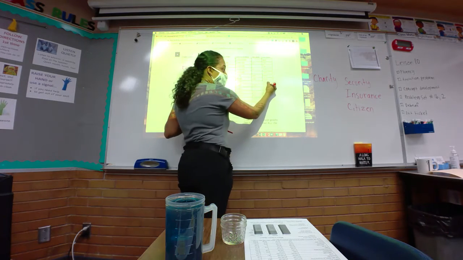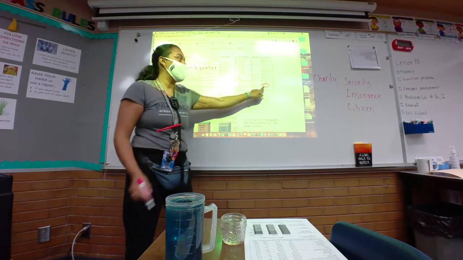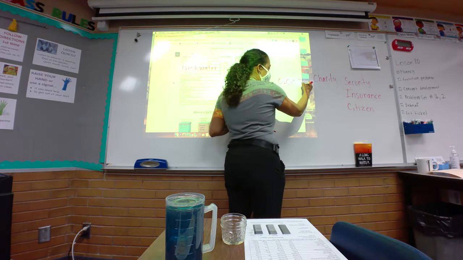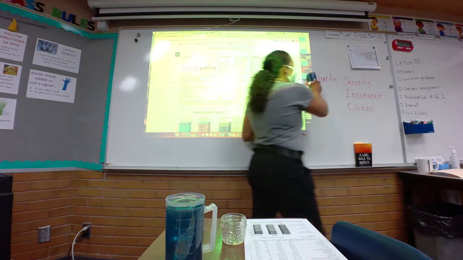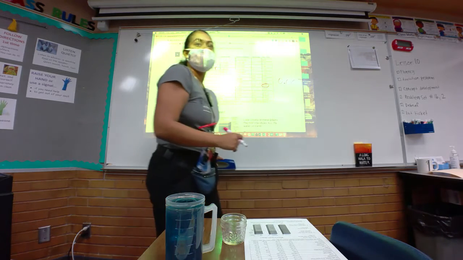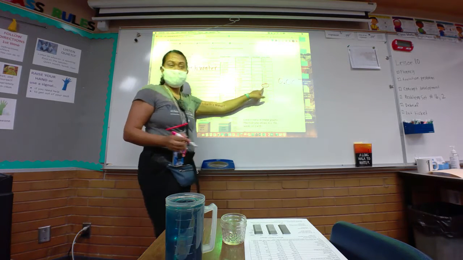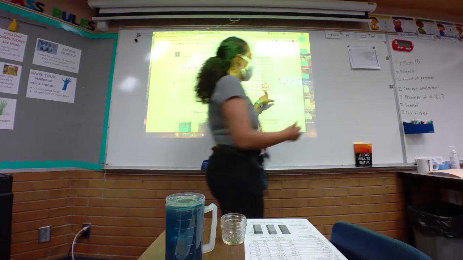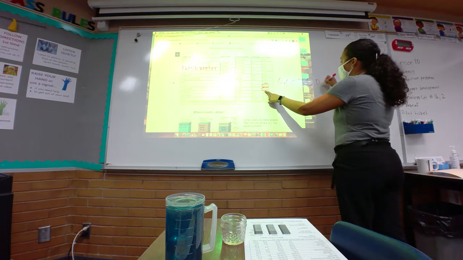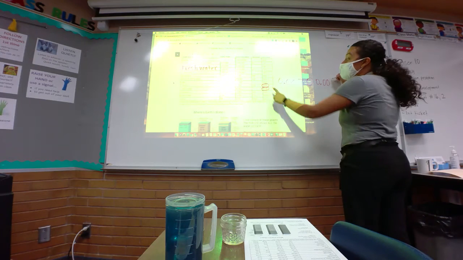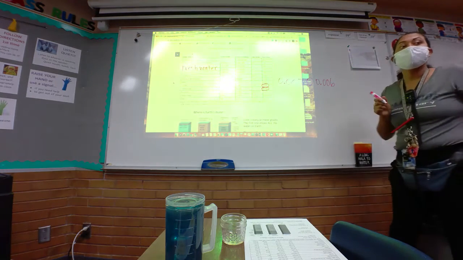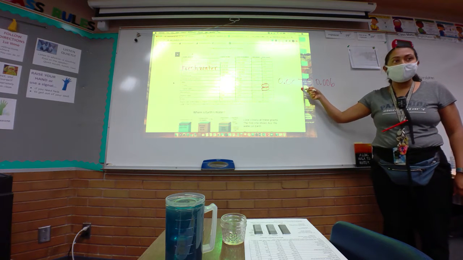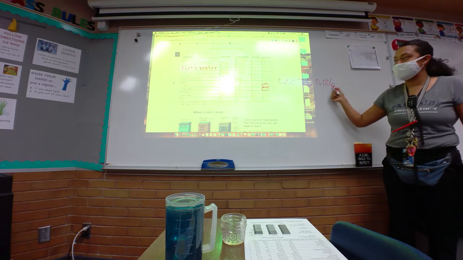Okay, so freshwater lakes is 0.007%. So 0.007. And then, how much is the saline lakes? What numbers? 0.007. 0.06. Decimal. Okay, so we're comparing. Which one? What do we have? 7 thousandths, is it less than, greater than, or equal to 6 thousandths?